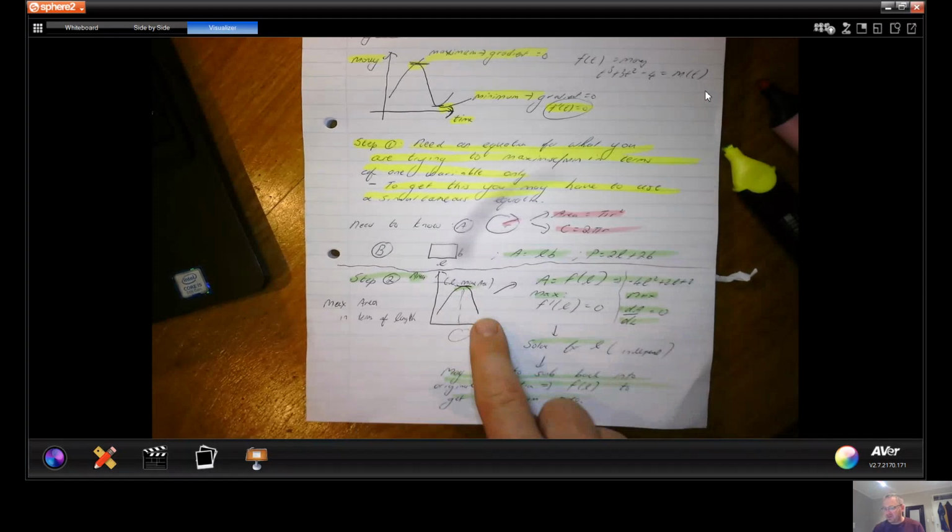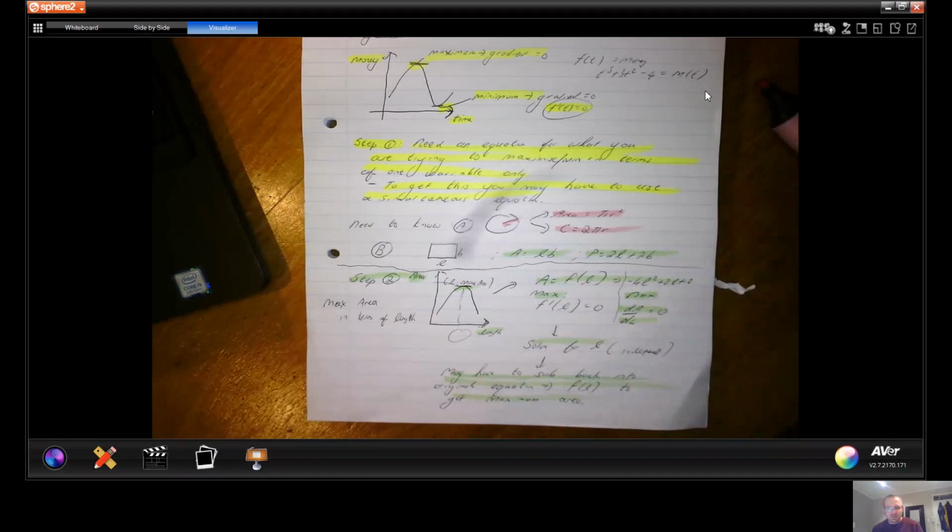But if they said, what is the maximum area? Well, you'd first have to find the length which gives you the maximum area. Then you'd have to sub back into your original function in order to get the maximum area. Okay, so that is that.